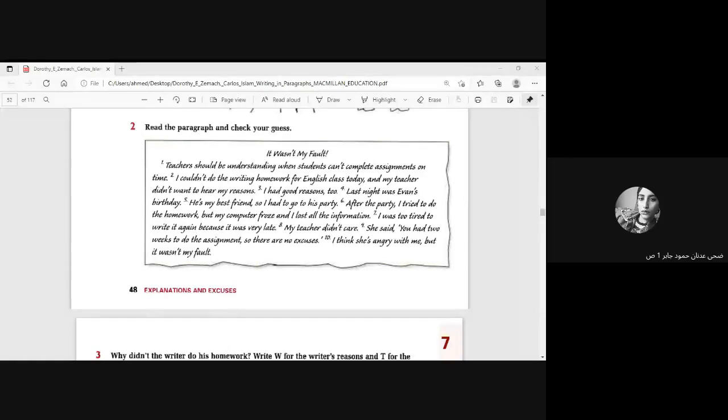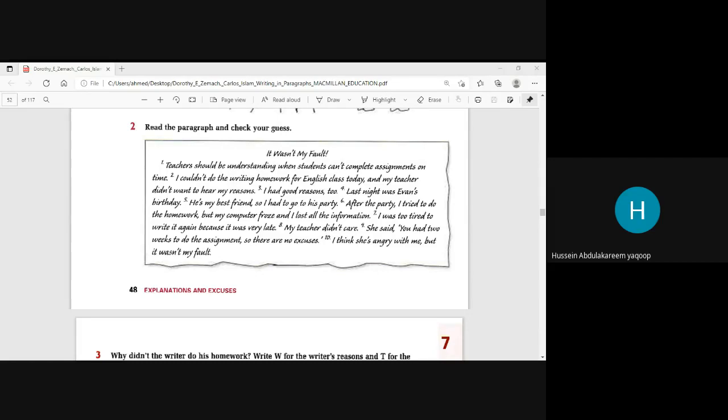Okay, yes, Duha, please. Read numbers 4, 5, and 6. Last night was Evan's birthday. He is my best friend, so I had to go to his party. After the party, I tried to do the homework, but my computer froze, and I lost all the information. Thank you very much.